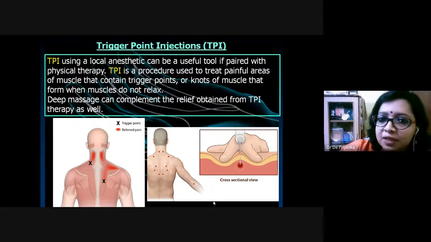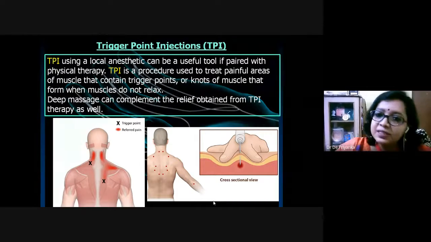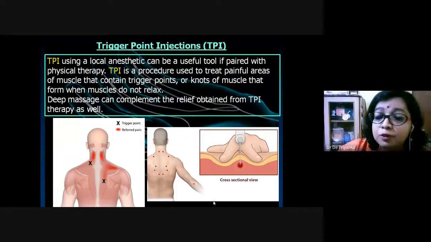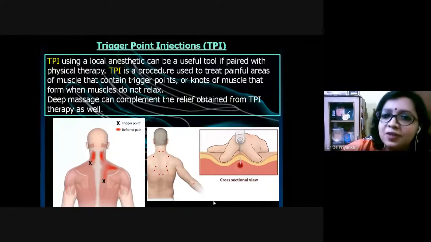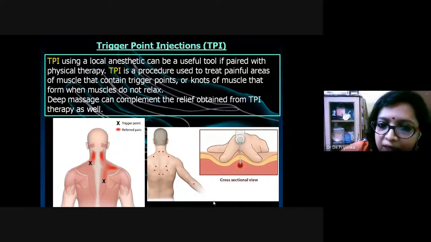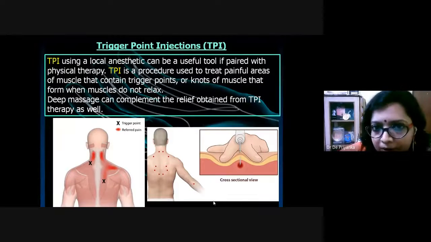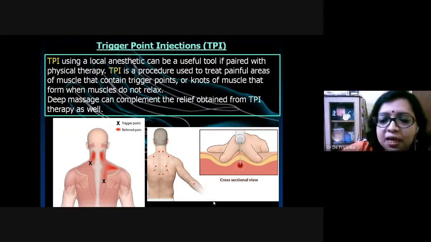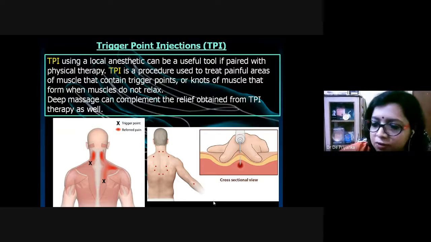So the knots of muscles which are not undergoing proper relaxation, when those muscles get relaxed in those regions, obviously your pain will be somewhat subdued. Remember, it's not a matter of a day. The technique is to be repeated and repeated as the person concerned gets the benefit from it. So TPI is also another form of pain treatment which is being done.